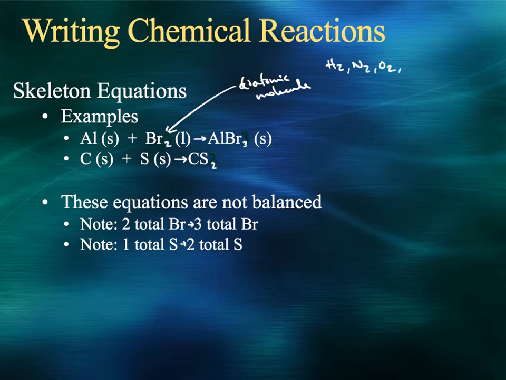H2, N2, O2, F2, Cl2, Br2, and I2. Don't forget that. Okay, those are diatomic. So whenever it says liquid bromine, it's not talking about simply just Br. It is bromine bonded to itself, Br2. Okay, so that's the liquid there.